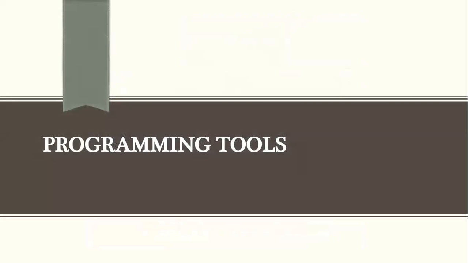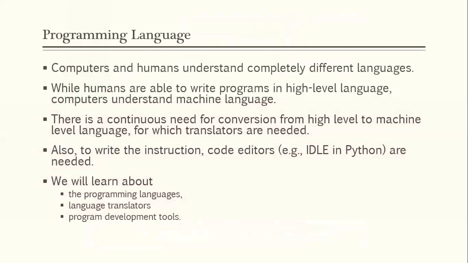The second type of software is called programming tools. Computers and humans understand completely different languages. While humans are able to write programs in a high level language, computers only understand machine language. So computers and humans have two different languages. We humans can write programs in a high level language, but a computer can only understand machine language.